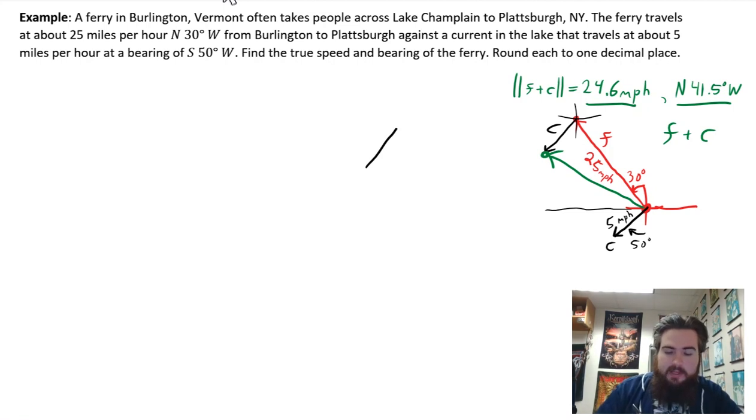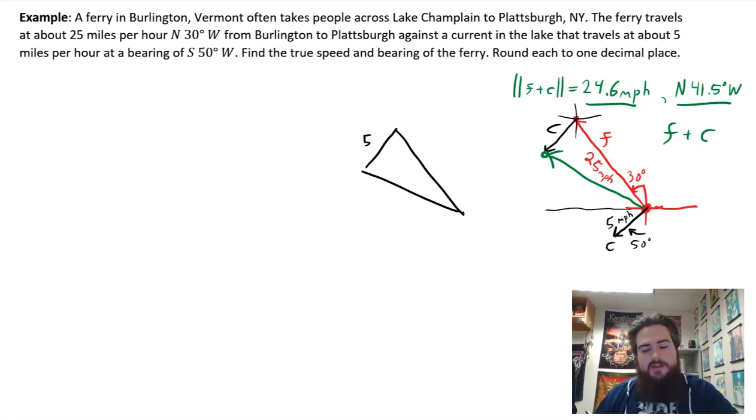We have, if I redraw this triangle here, clean it up a bit, we have this small side length has a magnitude of 5, and this longer side length has a magnitude of 25. What we should be able to figure out is actually the angle measure in between these two.